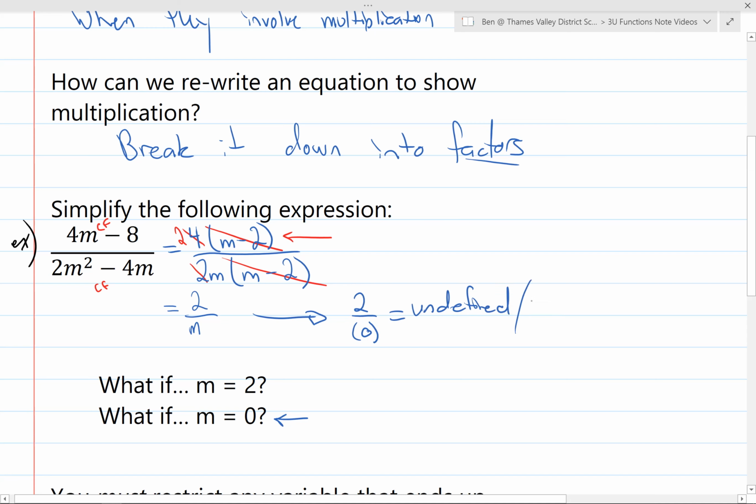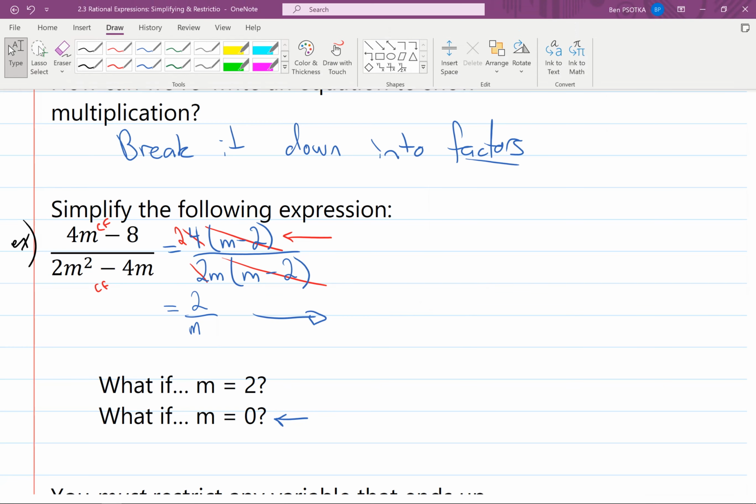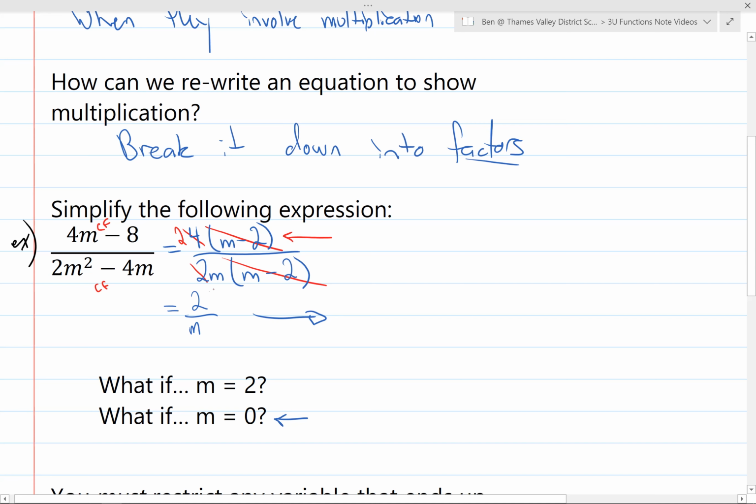Undefined, or DNE, and those letters stand for does not exist. And that's because I'm not allowed to divide by 0. So if I'm not allowed to divide by 0, then I need to set myself up here with a bit of a restriction. I need to say, okay, this expression, we're allowed to use it, except m cannot be equal to 0. Now, if m equals 0, then our expression does not exist.